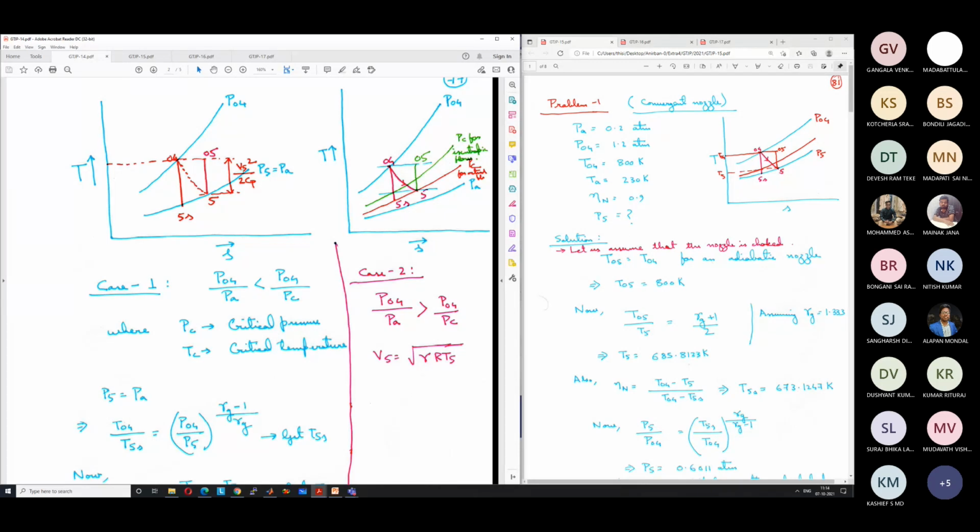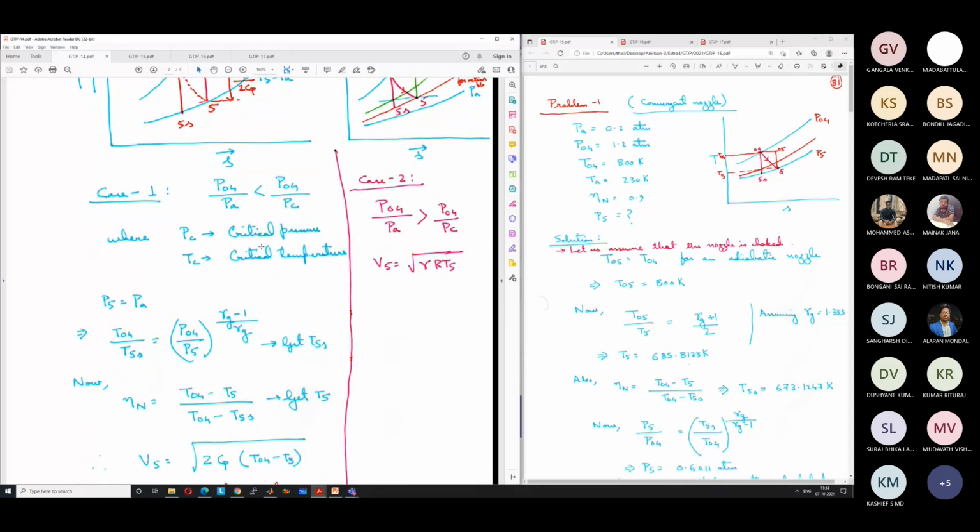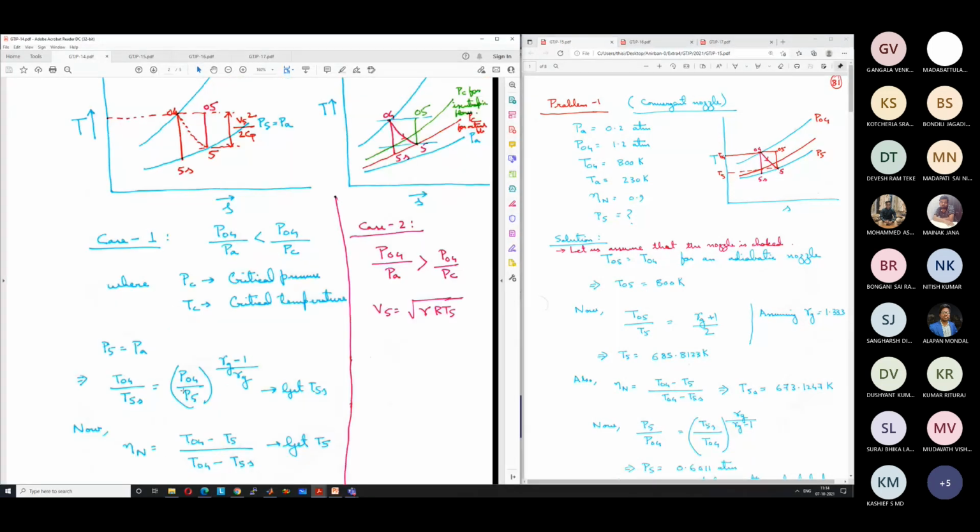Okay, and this is given by the isentropic efficiency of the nozzle. So how can we define the velocity? Ultimately, we are interested in finding the velocity at the exit. So we know what is P04 and T04 from the turbine exit condition, and P5 will be known to us because that is equal to the atmospheric pressure. So from this we can find out what is T5S.